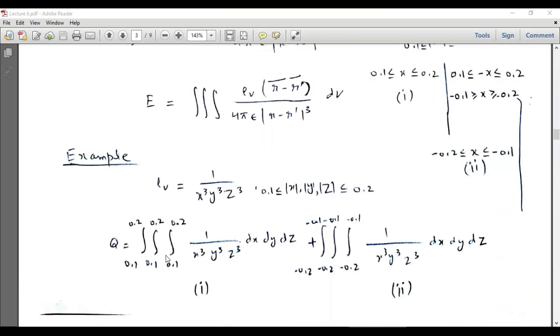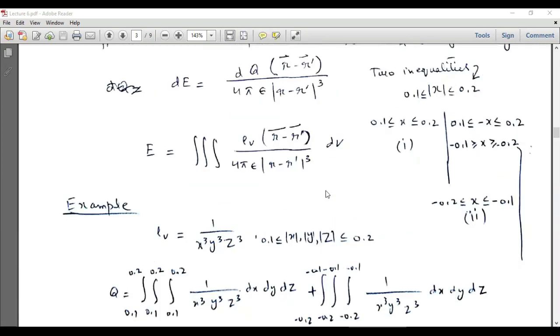We will solve a couple of examples to have a deeper insight into the electric field intensity due to a volume charge distribution. In the first example, we are given the volume charge density as the expression 1 over x cubed y cubed z cubed, and the limits of x, y, and z magnitudes are varying from 0.1 to 0.2. These are actually two inequalities, because we are given the limits of mod x, mod y, and mod z.